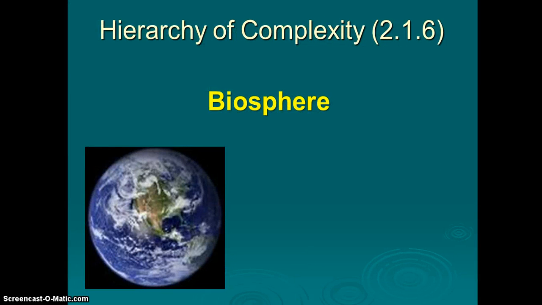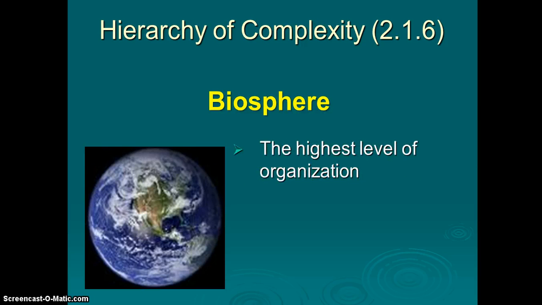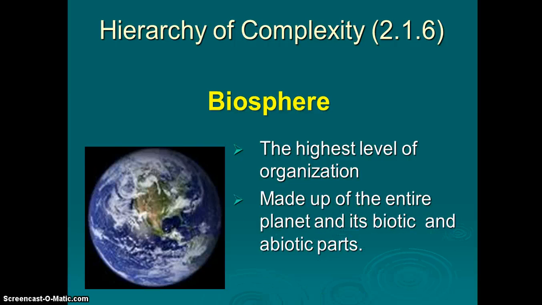Now our biosphere is our biggest level of complexity. We've been talking about this a lot at this scale, because there was a Biosphere 2 project, right? So that's the highest level of organization we think about on the planet, and of course it as well has biotic and abiotic parts to it.